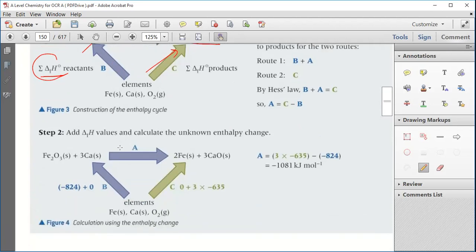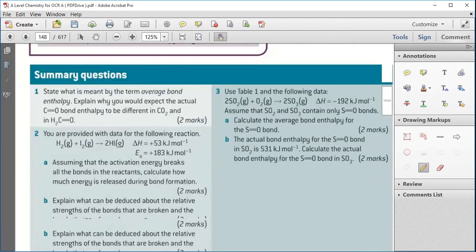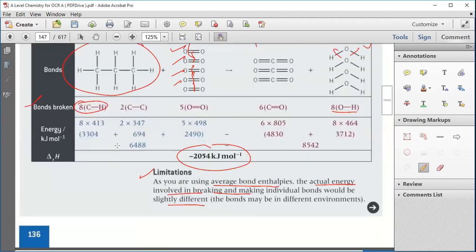Okay, so the calculation part, you have to take care of this. Where did it go? This previous year sheet.